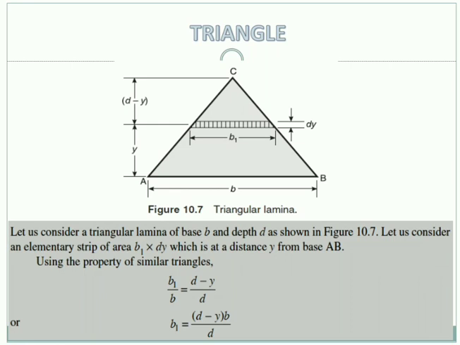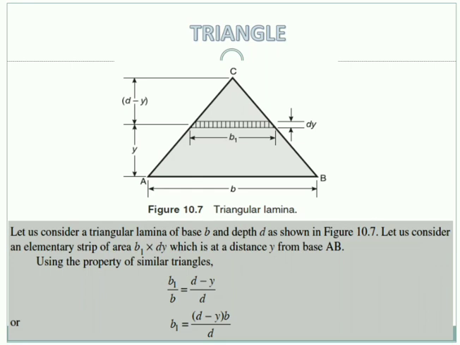So what we have done here, we have a triangle ABC, the base is b and the depth is d. You can take it as depth or height, small h also if you take, it is fine. Then we take an elementary strip of depth dy and width b1. We consider that strip as rectangular, and that strip lies at a distance y or a depth y from the base AB. Then the remaining portion of the triangle is d minus y, because the total depth is d.